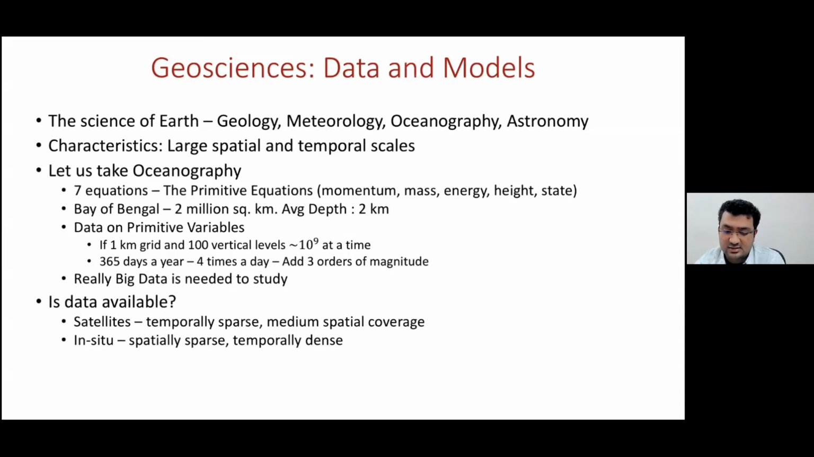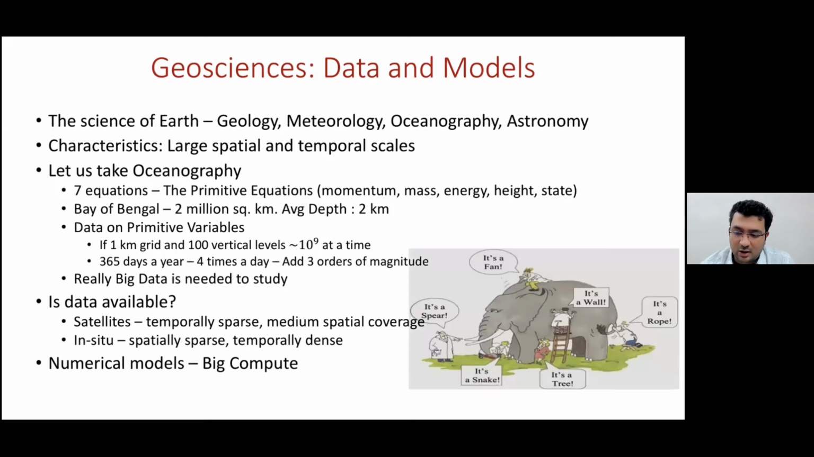The answer is that there are some satellite remote sensing products that give you temporally sparse, medium spatial coverage data. Then there are in situ data points, which are spatially sparse, temporally dense. This is available. And today there are these big numerical models that solve these equations using data assimilation and creating initial and boundary conditions and creating a model output. So these are not observations, but model output, which somehow assimilates the sparse data that is available.